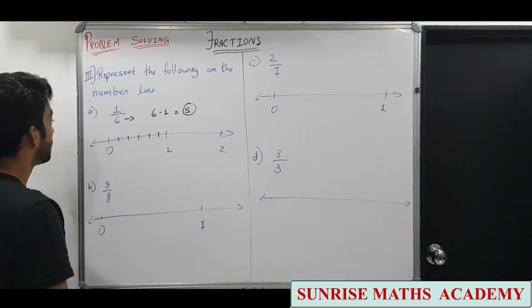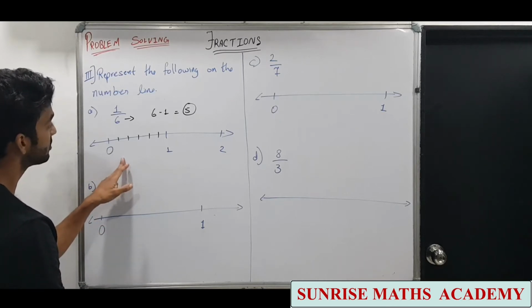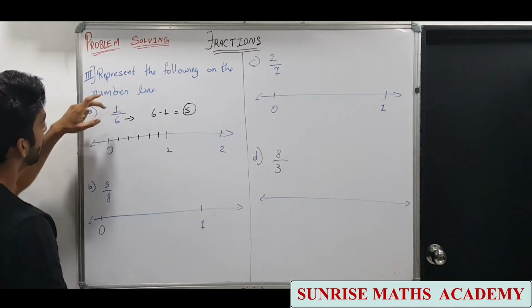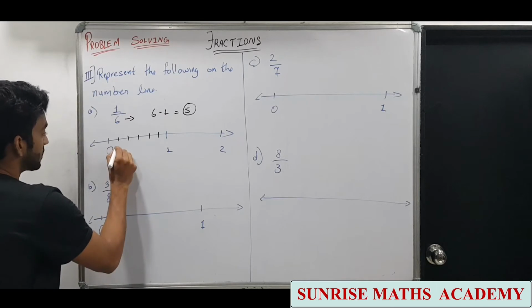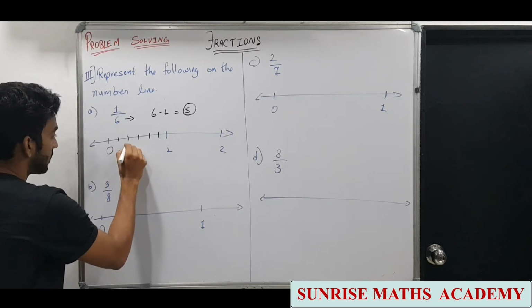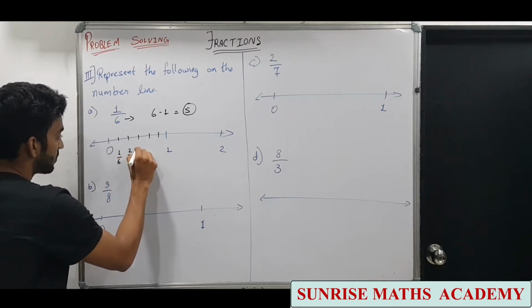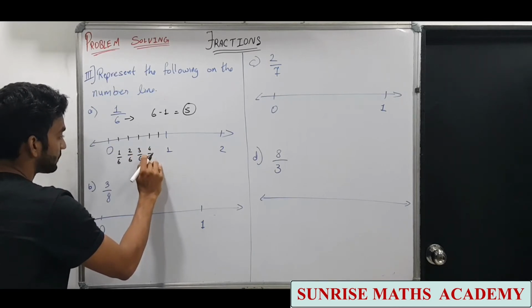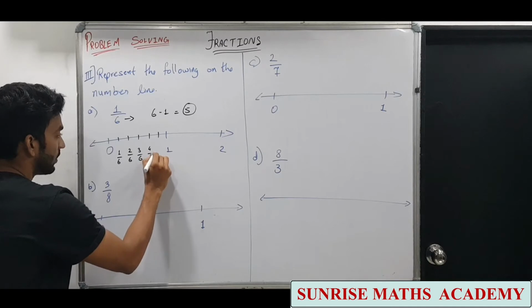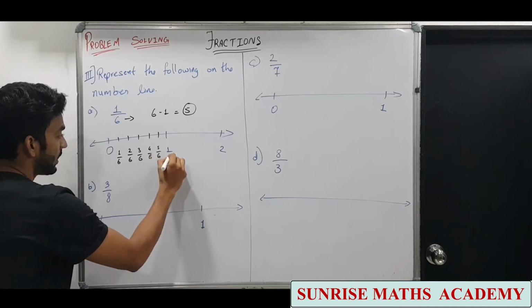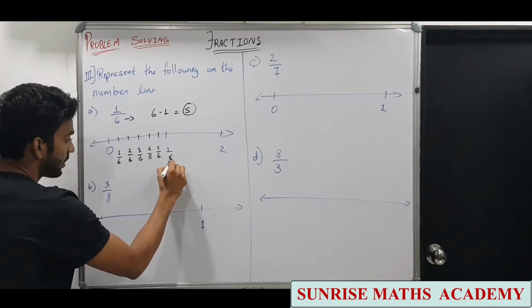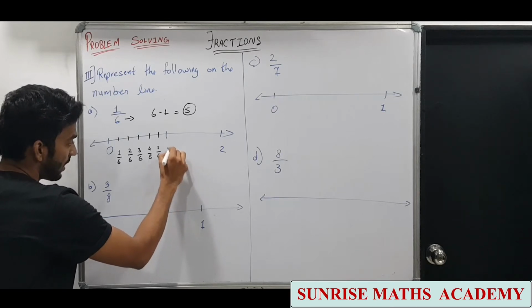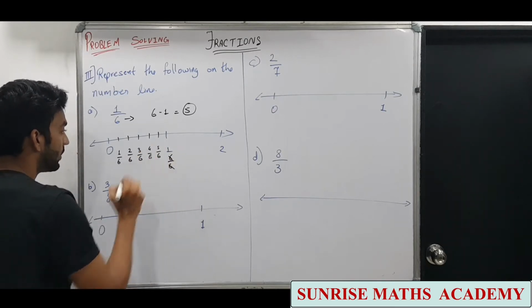We'll see it now here. When we make these parts, 6 parts, we need 1 upon 6. This is 1 upon 6. This is 2 upon 6. This will be 3 upon 6. 4 upon 6. 5 upon 6, and this is 6 upon 6, which will be 6 cancel, and which gives us value 1.